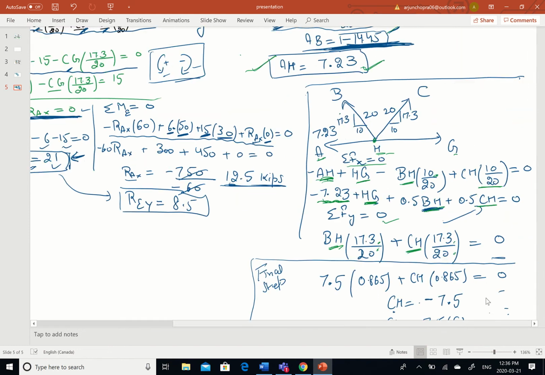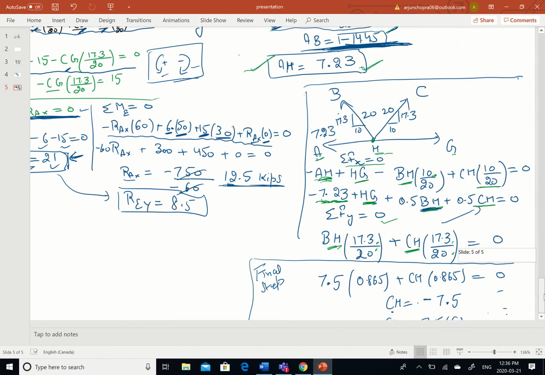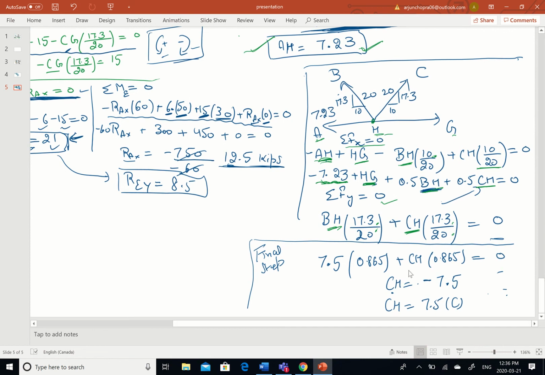So now I'm going to go here. I know the value of BH, which we found from the previous slide, and I'm going to put the BH value here, because I wanted to find the CH value. So in this equation I'm going to put the value of BH, and that's going to give me the value of CH. It comes out to be negative, so that's why I've written this down as compressive, and that's what we wanted to find. This is my answer.